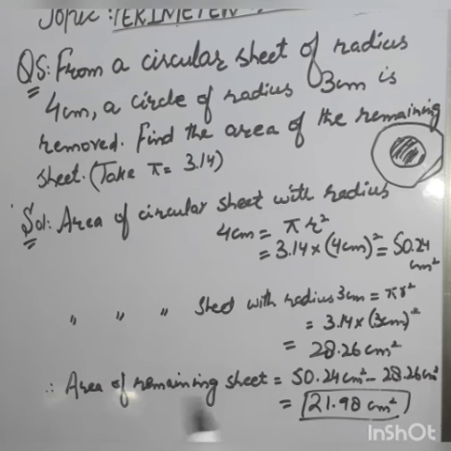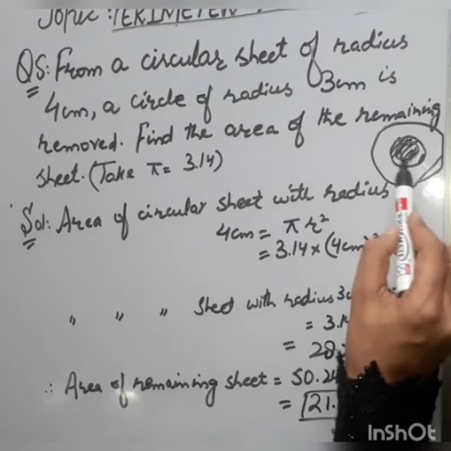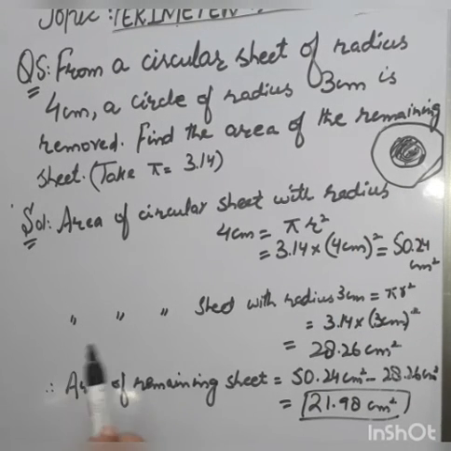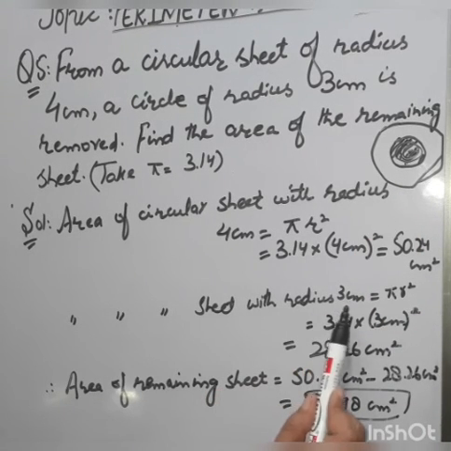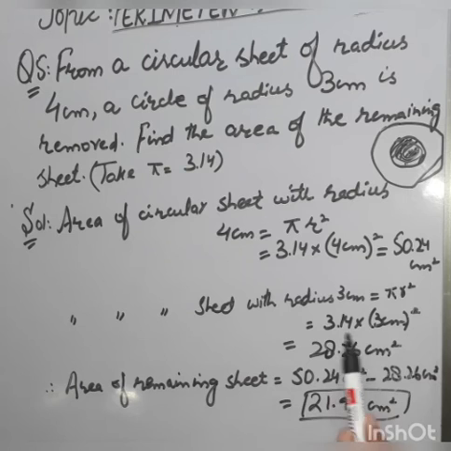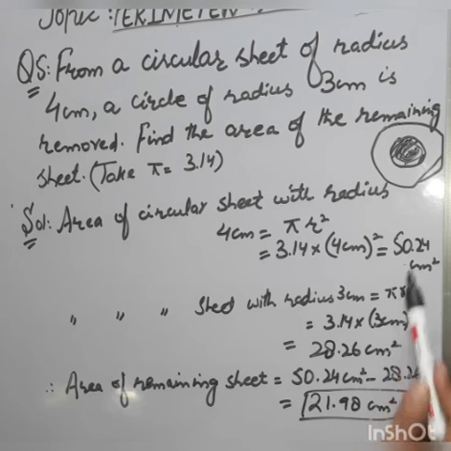Now we'll find the area of that portion which is removed. So area of circular sheet with radius 3 centimeter is again pi r square, that is 3.14 into, now the radius is 3, so 3 centimeter square. So 3 3s are 9 and 9 into 3.14 is 28.26 centimeter square. It means area of remaining sheet is this minus this. 50.24 minus 28.26 and that is 21.98 centimeter square. So this is the area of the remaining sheet.